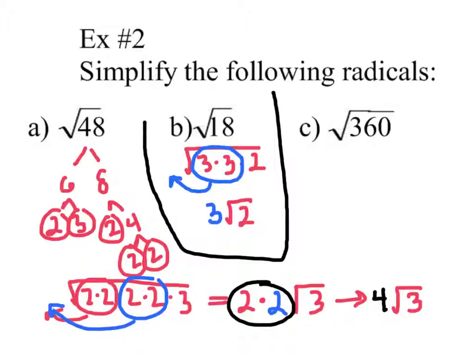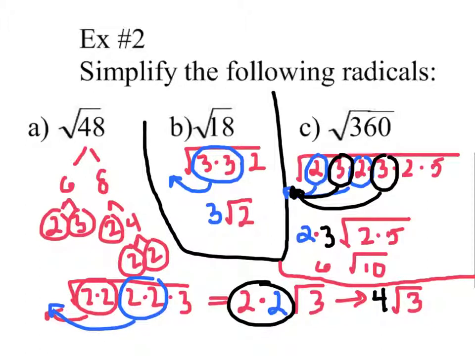Try the square root of 360 on your own. Pause the video and give it a shot. You should have gotten 6 square roots of 10 for your final answer. We get that by factoring 360 into 2 times 3 times 2 times 3 times 2 times 5. A pair of the 2's can sneak out together, and a pair of the 3's can sneak out together. So I have a 2 times 3 out in front, and then that becomes 6. And under the radical we get 2 times 5, which is 10.